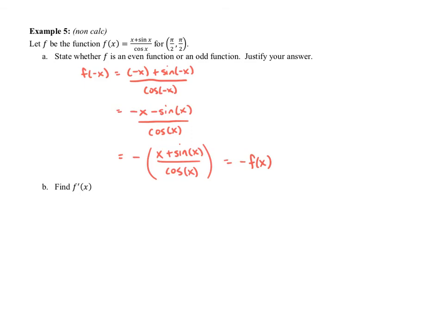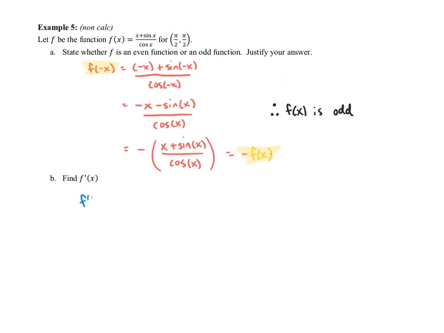So if you look at our logical progression through, we have f of negative x, and as we manipulate our problem, we end up getting negative f of x, and that is the definition of an odd function. So we could say that given our situation, given our evidence here, f of x is odd. Okay, now let's go ahead and find the derivative of f of x. And we're going to use the quotient rule here.